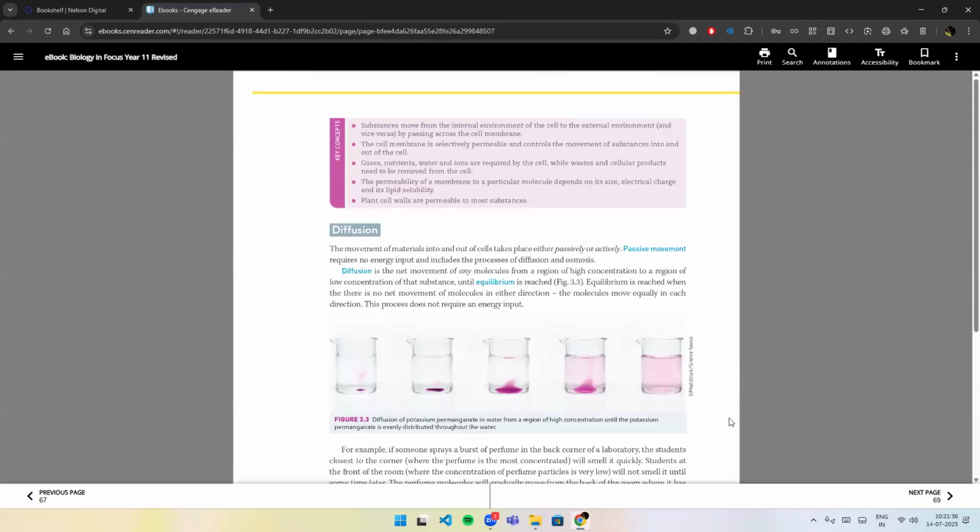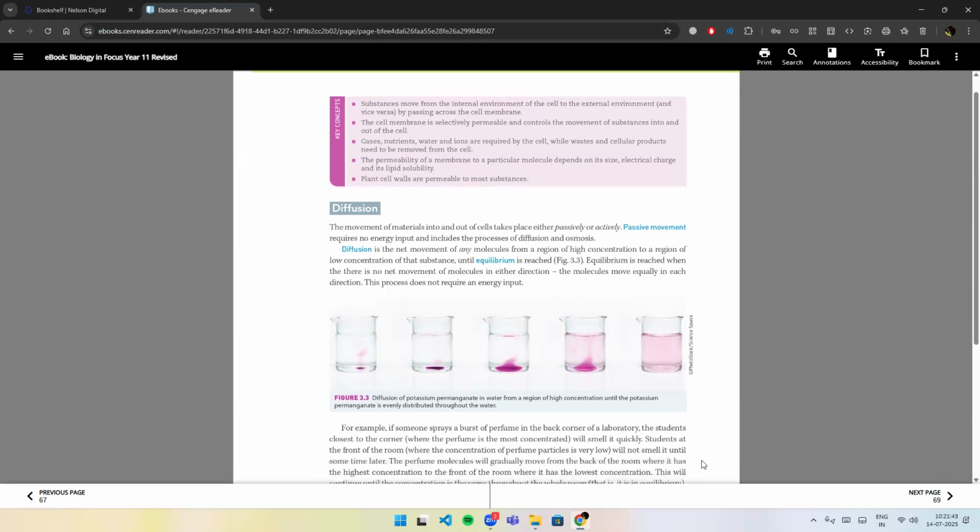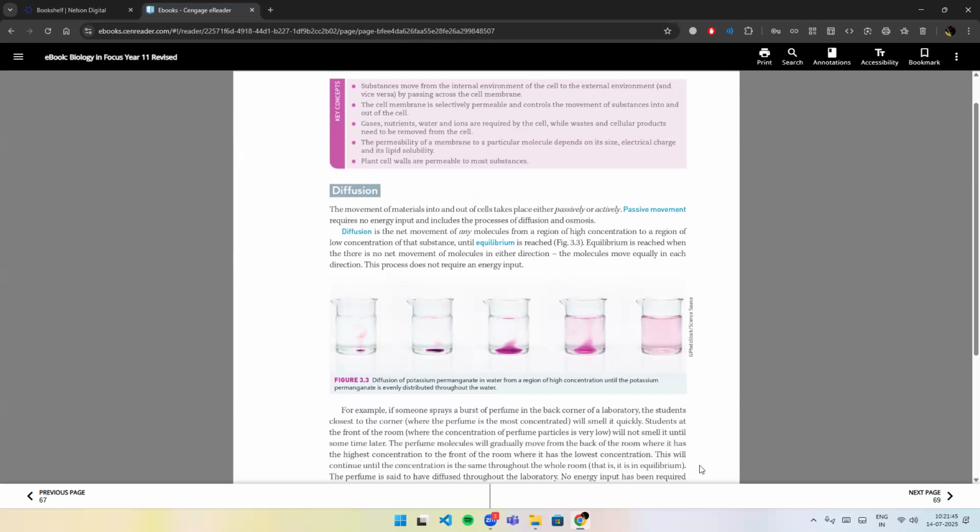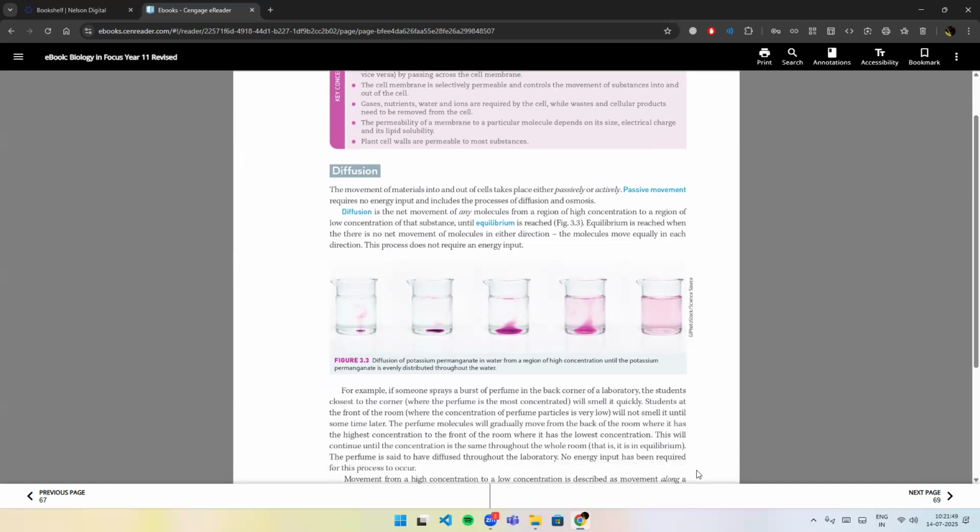Key concepts. Substances move from the internal environment of the cell to the external environment by passing across the cell membrane. The cell membrane is selectively permeable and controls the movement of substances into and out of the cell.